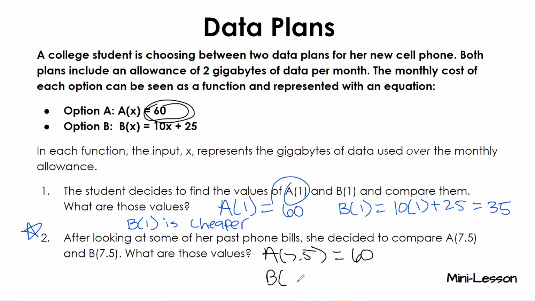If I do B of 7.5, oh, you were doing a B of 7.5. Okay, so B of 7.5 is 100. Correct. Exactly. All right, so which one is cheaper on this one? 8.5. Okay.